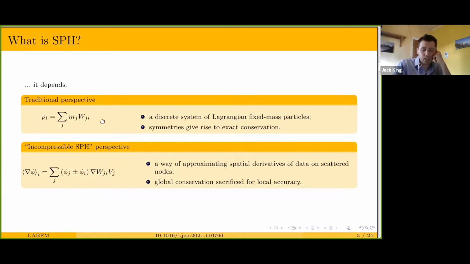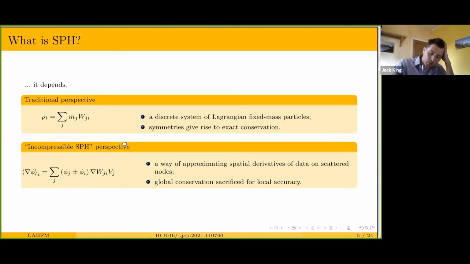Traditionally, we think of SPH as a discrete system of Lagrangian particles, each with a fixed mass. And really the density summation becomes the key equation. So from this equation, everything else follows. And we get this Hamiltonian system where the symmetries in the system mirror the symmetries in reality. And then we get exact conservation of linear and angular momentum and mass and energy.